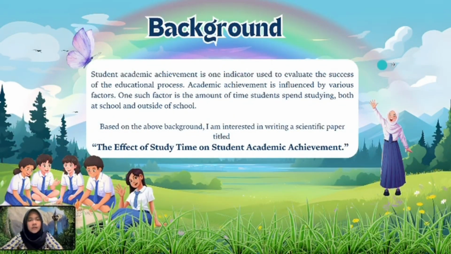Background. Student academic achievement is an indicator used to evaluate the success of the educational process. Academic achievement is influenced by various factors. One such factor is the amount of time students spend studying, both at school and outside of school. Based on the above background, I am interested in writing a scientific paper titled The Effect of Study Time on Students' Academic Achievement.